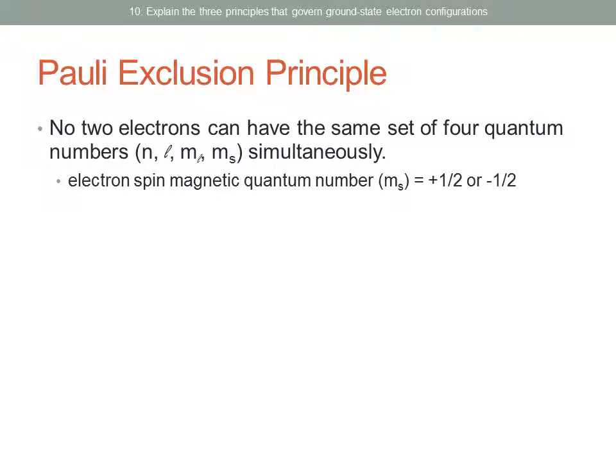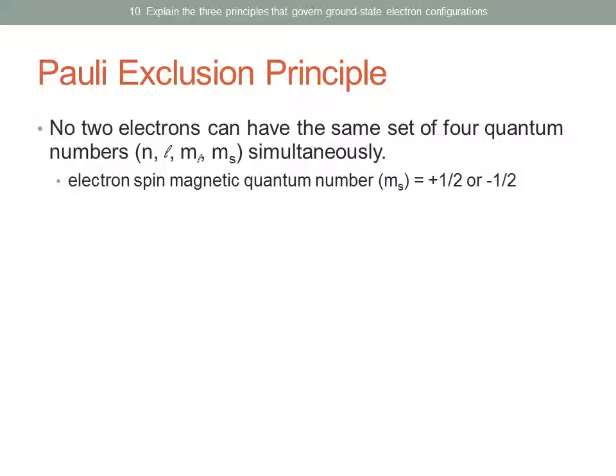Now that 4th quantum number is not one that we have dealt with much in class, in fact hardly at all so far. This is kind of the first time we're really going to see it. That is known as the electron spin magnetic quantum number, and you can see the notation for that is the lowercase letter m with the subscript s. And there are only 2 possible values for m sub s. They are either plus 1/2 or minus 1/2. Those are the only 2 values we can have for that quantum number.